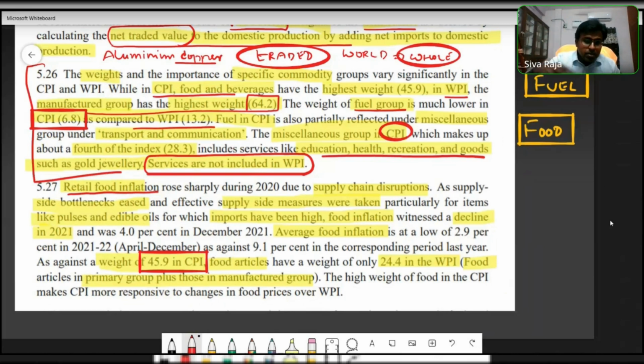As a result of supply chain disruption, WPI will increase. But if you think about it, WPI will not increase as much; the CPI will increase more because it has the higher food component. We have to know the components, because UPSC will give you statements like this and you should be able to understand them. Now come to this point. Food component in WPI is 24%.